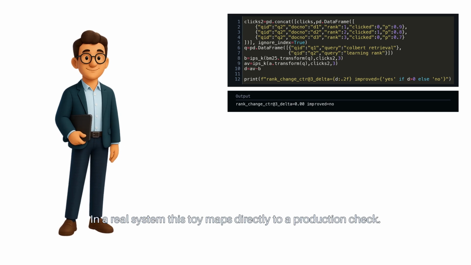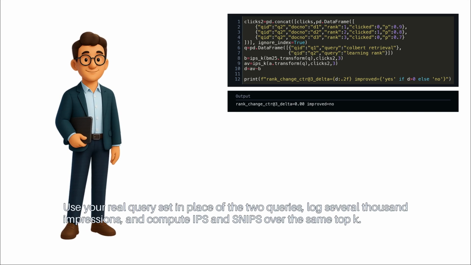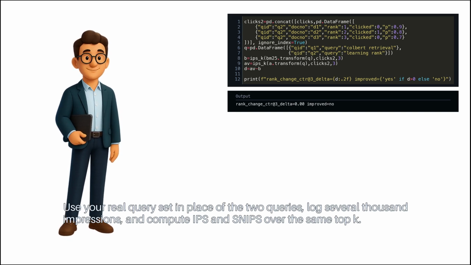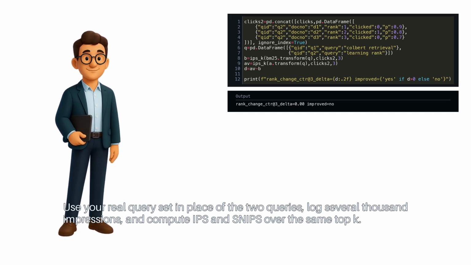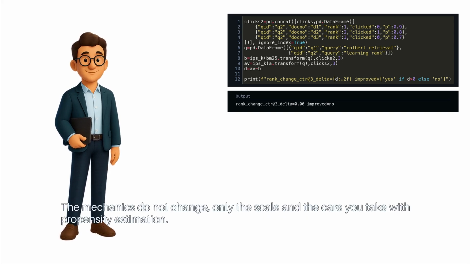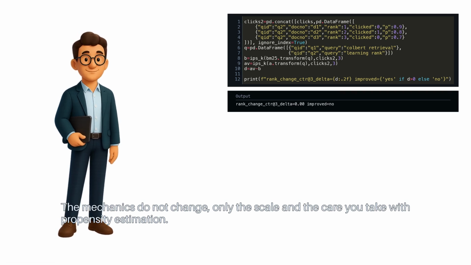In a real system, this toy maps directly to a production check. Use your real query set in place of the 2 queries, log several thousand impressions, and compute IPS and SNIPS over the same top K. The mechanics do not change, only the scale and the care you take with propensity estimation.